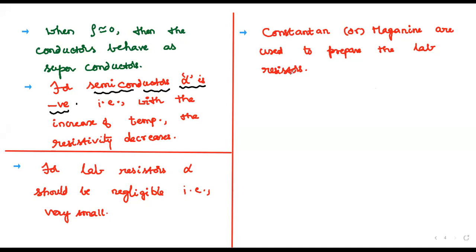Constantan and manganin are both conductors only. Their alpha is positive, not negative, and very low. Practically 0 is impossible; 0 is the ideal case, and we are not discussing the ideal case. Apart from 0, very low, how much? Almost like 0.08 into 10 to the power of minus 4. Very small.